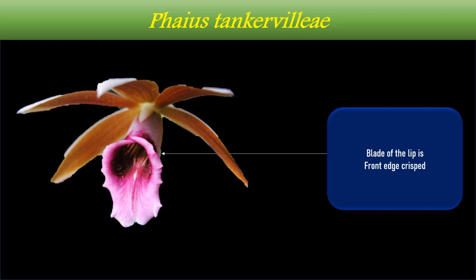Then Phaius tankervilleae. Phaius tankervilleae is also a terrestrial orchid, and it has a very prominent lip, where the front edge of the blade of the lip is crisped. It has a very different structure of the lip, with a pinkish color, and you can see it is funnel-shaped. From that you can identify this, and it is also very different from other orchid species.